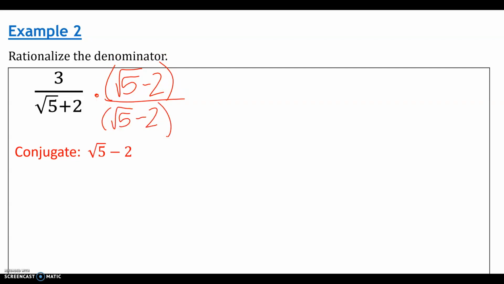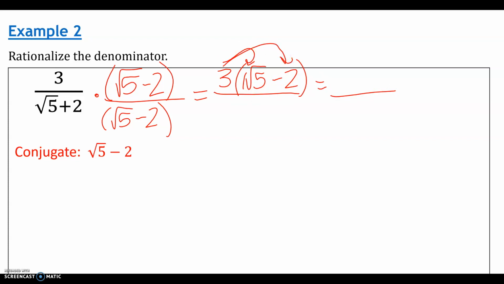So let's do the top. So 3 parentheses radical 5 minus 2. Don't forget there's a 1 right there. So I'm just doing the entire numerator. So this would be 3 times the 1 and 3 times the 2. So 3 radical 5 minus 6.